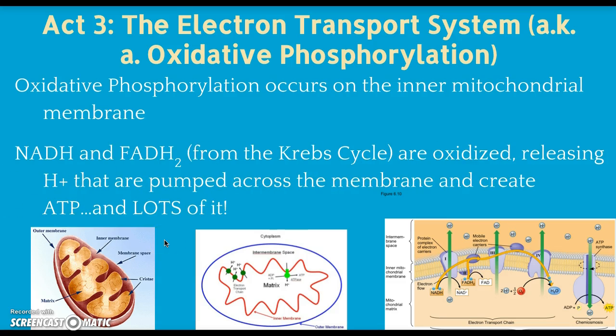But just to repeat, the NADH and the FADH2s that you made primarily in the Krebs cycle and a little bit during glycolysis are going to get oxidized. And if you recall, they're going to lose their electrons. Leo says GER. So they're going to lose their electrons, get oxidized, and release a whole bunch of hydrogen ions, which you can see right there. They're going to pump them into that inner membrane space and create a concentration gradient where ATP synthase can come back on the scene and help make some ATP.